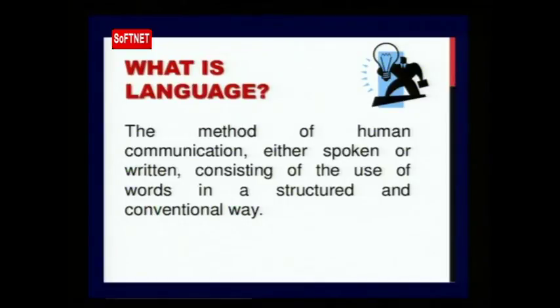So what is language again? A very simple definition is the method of human communication, either spoken or written, consisting of the use of words in a structured and conventional way. So language can either be spoken or written. When I say spoken, it means you have to use the oral parts of your mouth to speak, and written is by writing down your expressions.